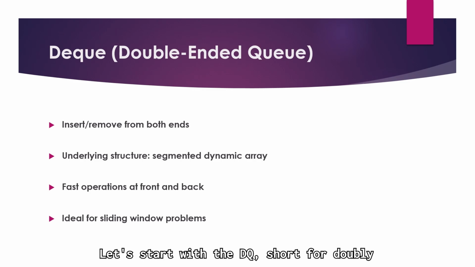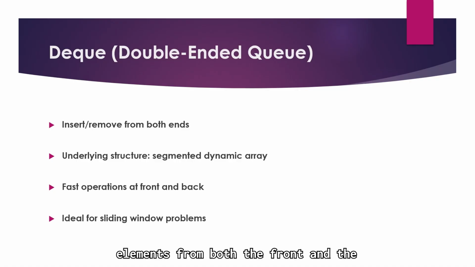Let's start with the DQ, short for doubly ended queue. What makes it unique is that it allows you to insert and remove elements from both the front and the back. This gives it a performance advantage in many scenarios where both ends of a sequence need to be accessed efficiently. Under the hood, a DQ uses a segmented dynamic array. This means it does not reallocate memory as frequently as a vector when resizing, especially at the front. You will often see DQ used in problems like the sliding window maximum, where you need quick front and back operations. Think of it as a flexible and efficient alternative to vectors when two-end access is required.